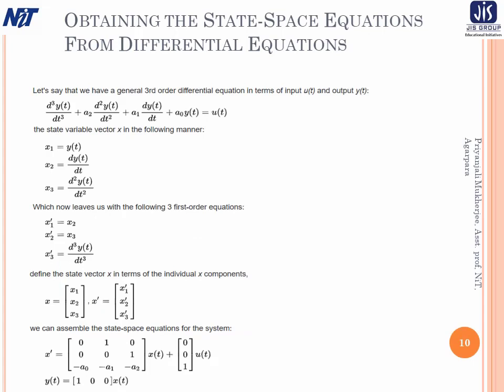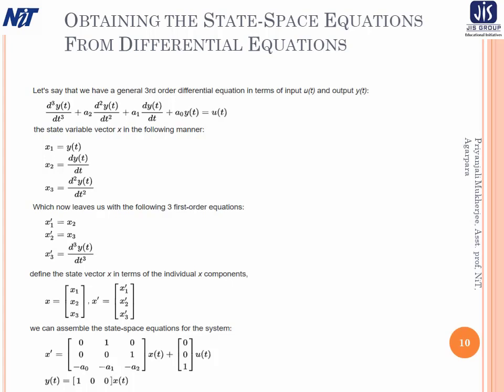So next is obtaining the state space equation from the differential equations. Let's see, we have considered a third order differential equation over here, which is d cube y(t) by dt cube plus a2 d square y by dt square plus a1 dy by dt plus a0 y(t) equal to u(t). So u(t) is considered here as the input and y(t) is the output. To find the state space equation from this differential equation, first we have to select the state variables.